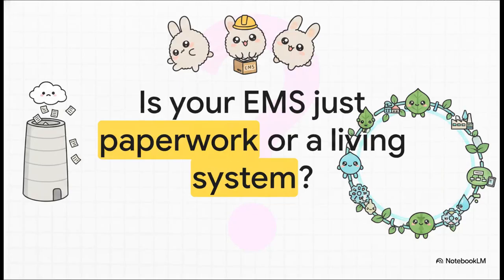So let me ask you this. Is your environmental management system just some dusty binder sitting on a shelf somewhere? Or is it a living, breathing system that's truly embedded in your daily operations? Source material frequently points to what lead auditors call the audit trap, and this is where organizations fail. Not because they don't have good intentions, but because their documentation is just completely disconnected from their operational reality. Basically, they've built an administrative silo instead of a functional tool.